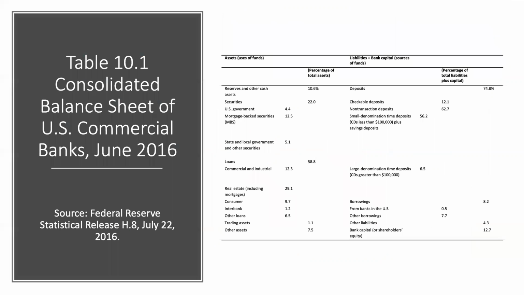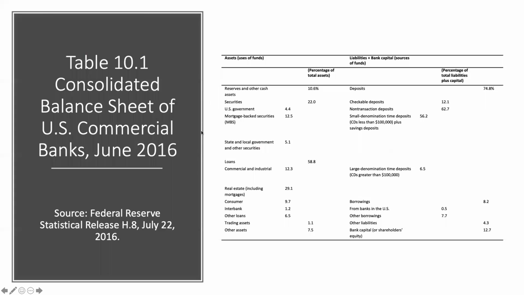So here's a typical balance sheet. This is a consolidated balance sheet for US commercial banks. It's from 2016. So the Federal Reserve collects all of this data and they release it periodically. So this one is from June 2016. And here we can see how a typical balance sheet is laid out, right?